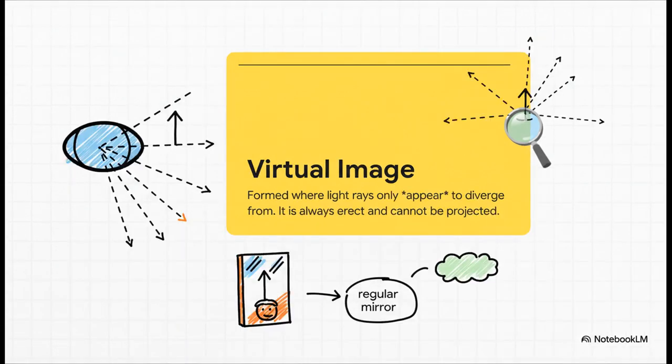On the other hand, a positive magnification means you've got a virtual image. In this case, the light rays don't actually meet up. Our brain is just fooled into tracing them back to a point where they look like they're coming from. This is the kind of image you see when you look into a mirror or through a magnifying glass. You can't project it onto a wall, and it's always upright.